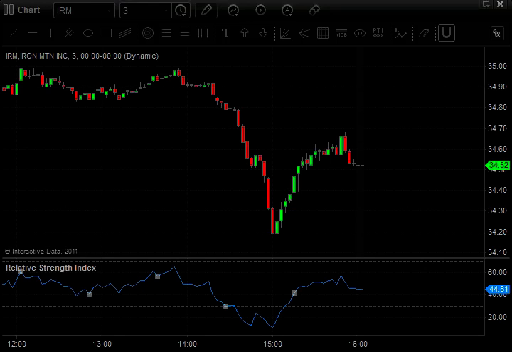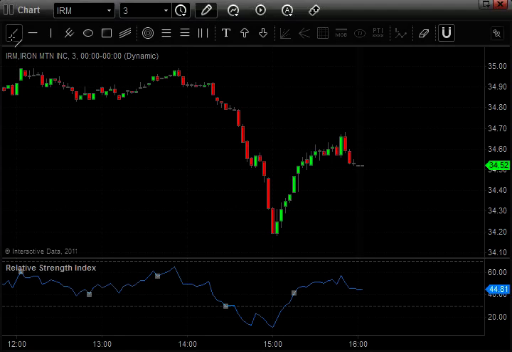Here's a chart on IRM, Iron Mountain. This is a 3-minute chart. Here's another example of the RSI trending down. And notice on the break right here is right where the stock reversed, went from 34.20 to 34.70, so almost a 1.5% move. This happened right at the close.